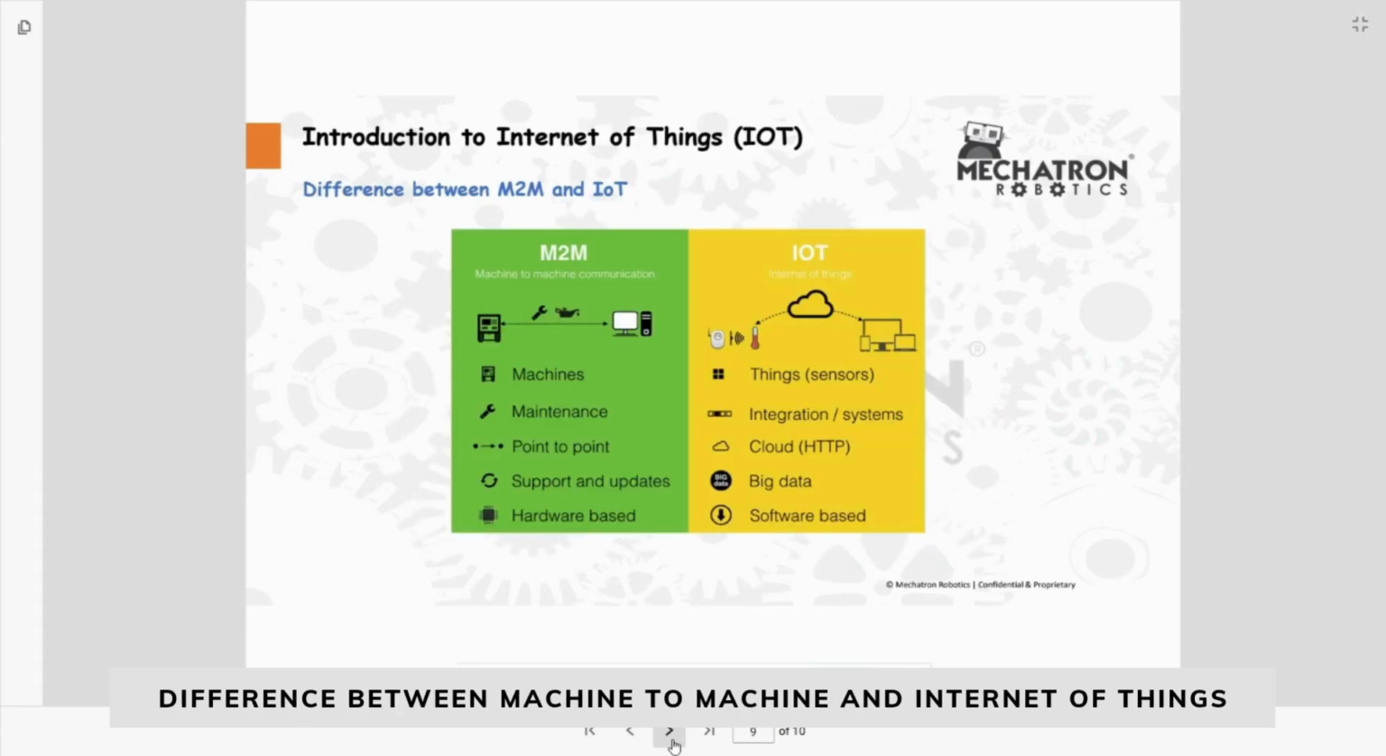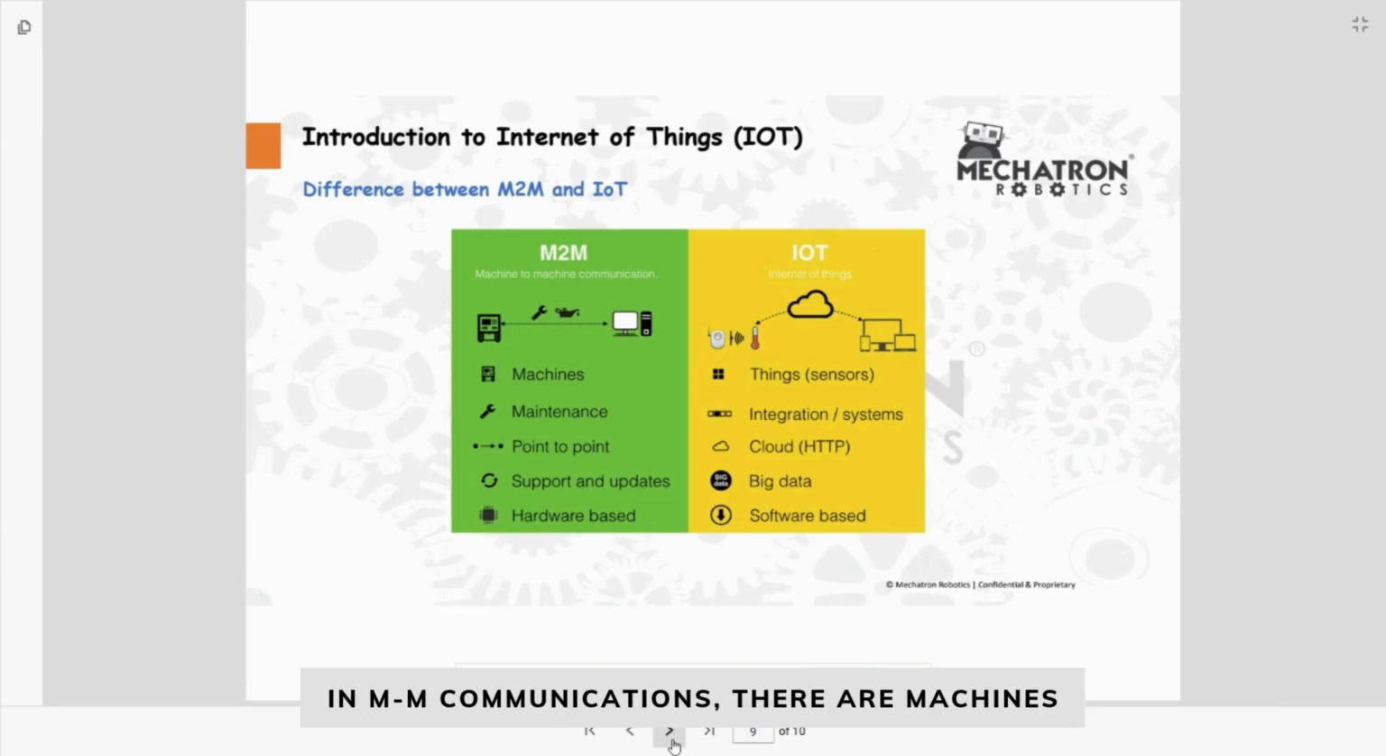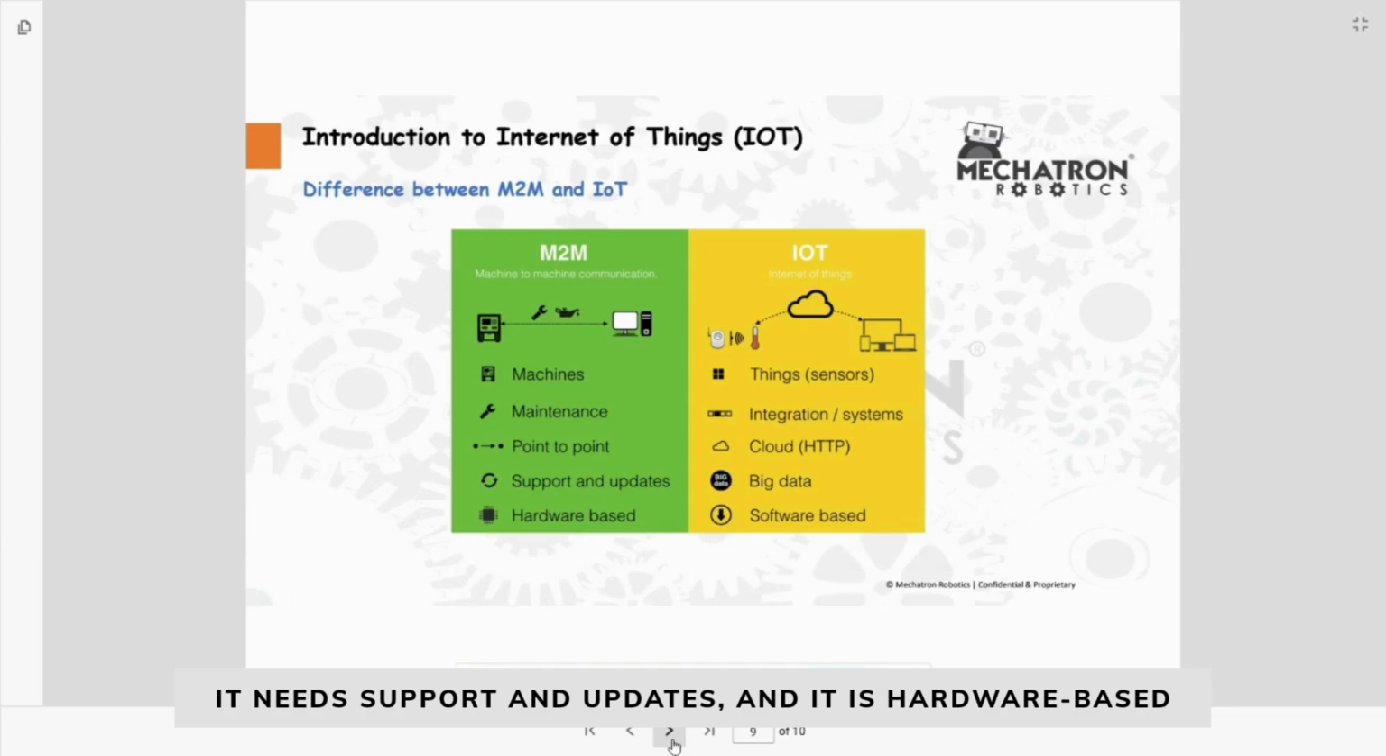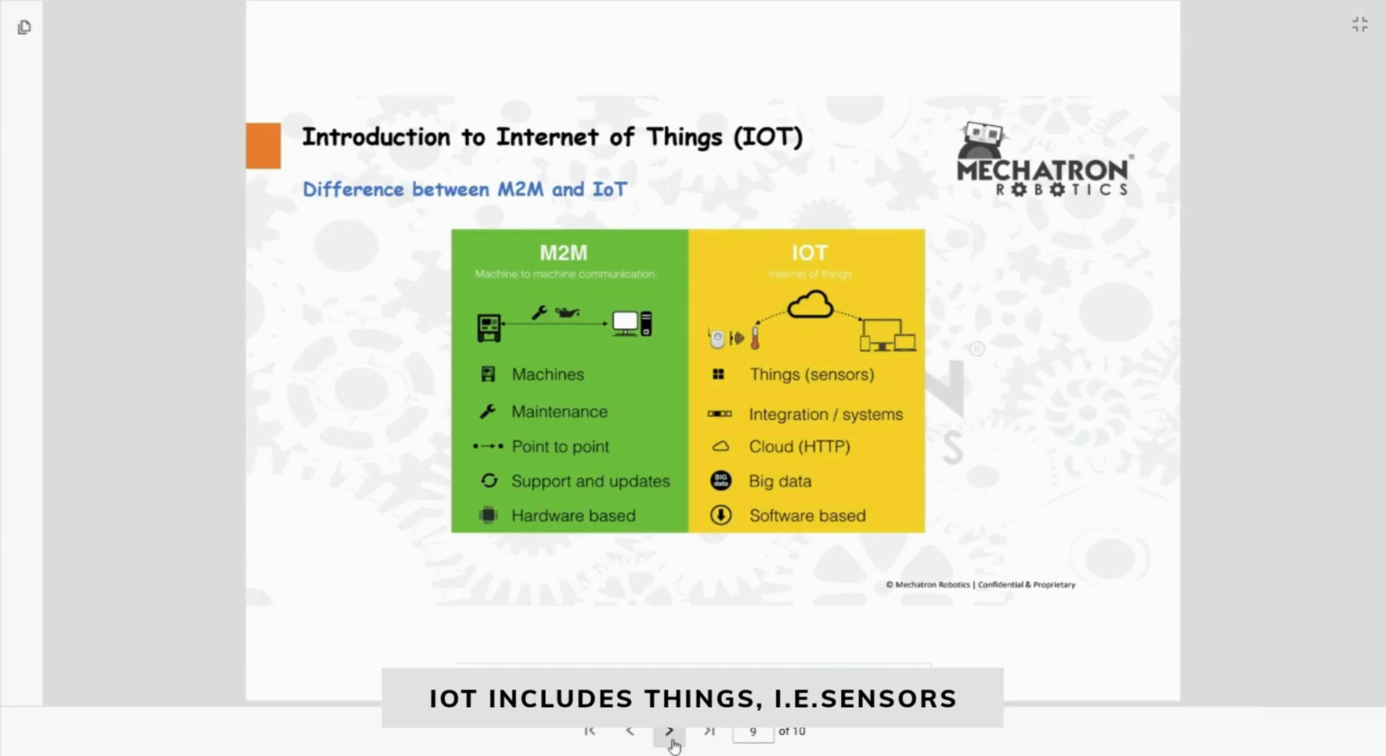Now the difference between machine to machine and Internet of Things. So in machine to machine communication, there are a lot of machines. There it needs maintenance. There is a point to point connection or point to point communication between the devices. It needs support and updates and it's hardware based. Whereas in Internet of Things, there are things, nothing but sensors. Then it needs cloud, there is no need of a point to point communication, and it requires big data and it's software based.